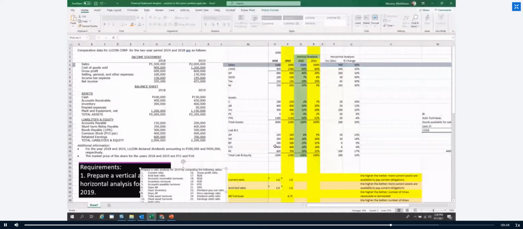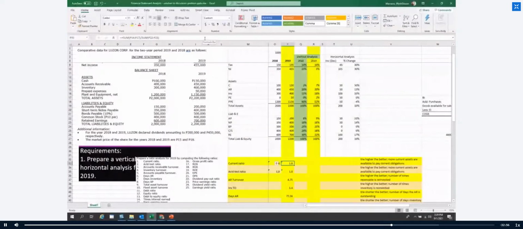Current ratio is actually your current asset divided by your current liabilities, no? So that's 1.6 for 2018 and 1.8 for 2019. So I've indicated it here. That's the higher the better, no? Meaning more current assets are available to pay current obligations, no? The simple test here is one, no?